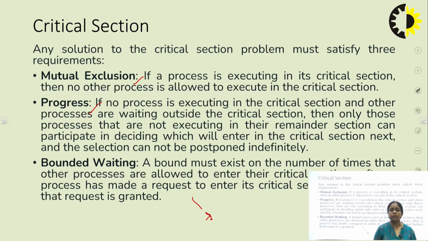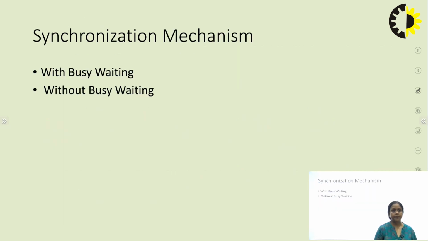To solve the critical section problem, these are the three necessary conditions here. Now we have synchronization mechanisms to solve the critical section problem. First is with busy waiting, and another one is without busy waiting.